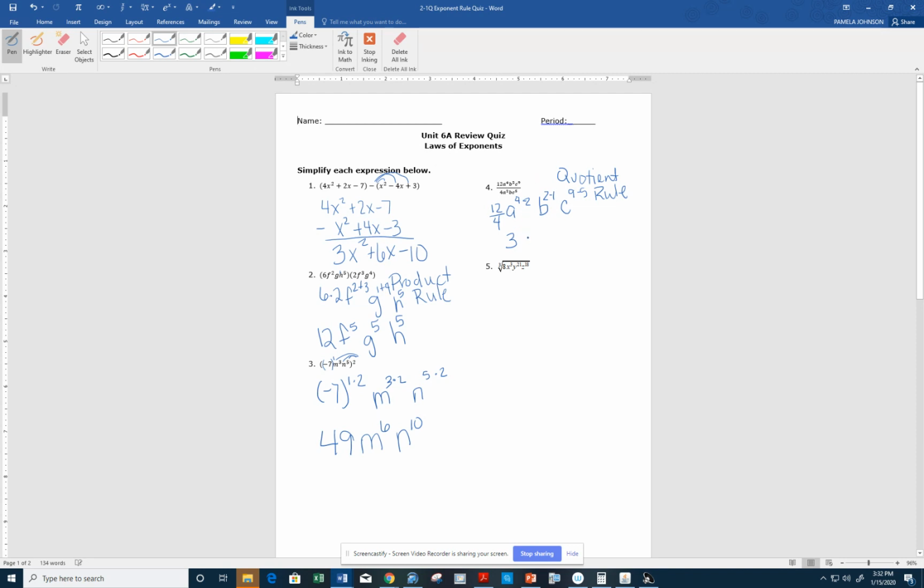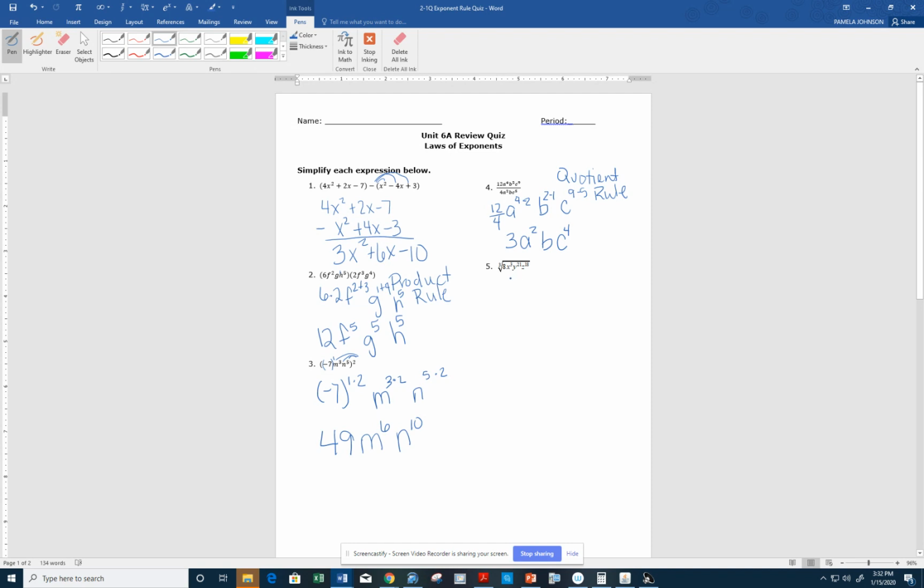So a to the 4 minus 2 becomes a squared. B to the 2 minus 1 becomes just b to the first. If you write the 1 there, that's fine. If you didn't, that's good too. c to the 9 minus 5 becomes c to the 4th.